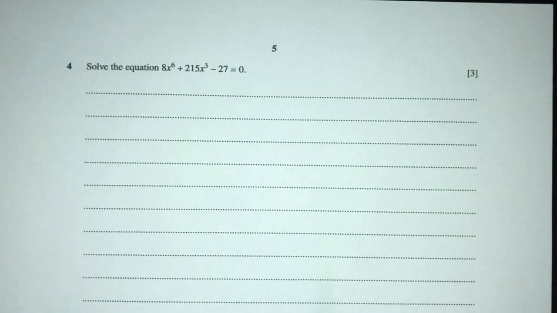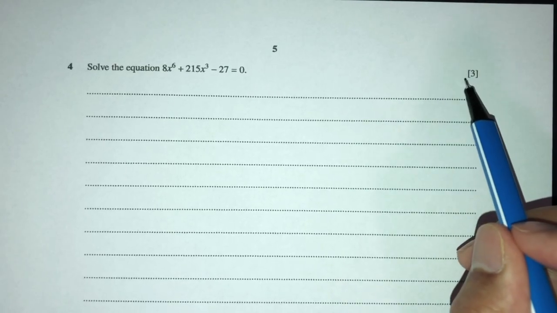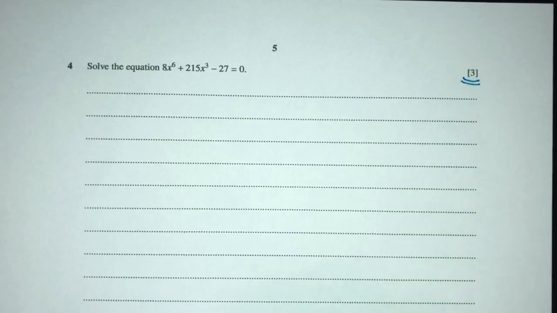Now let's move on to question number 4. So here we have to solve this equation. Okay, it's only for 3 marks, by the way, so that will be an indication that it should not be that hard. But of course, we may panic because we are not used to solving a question where x has power of 6. So what can we do?